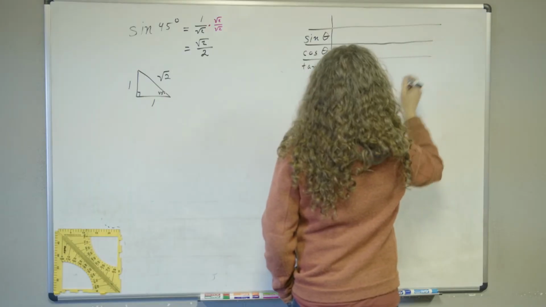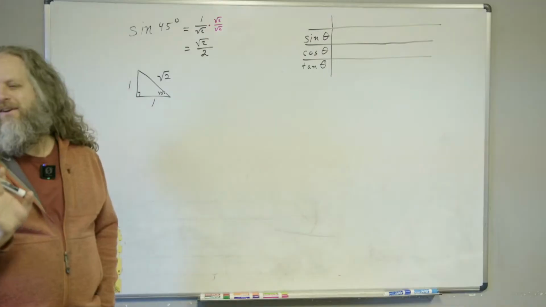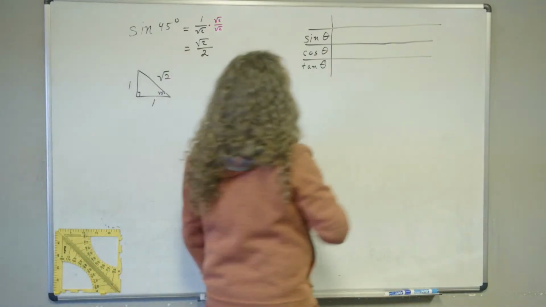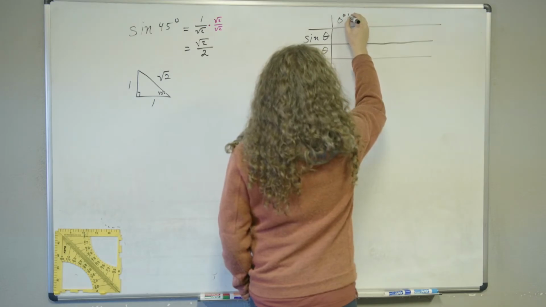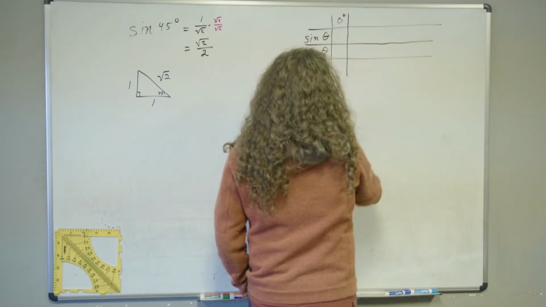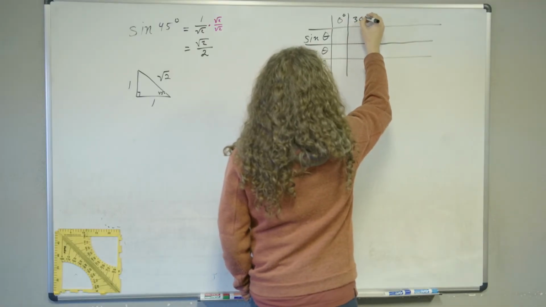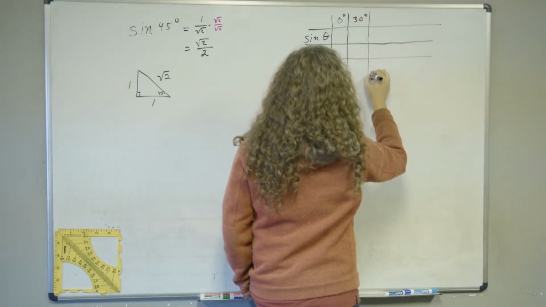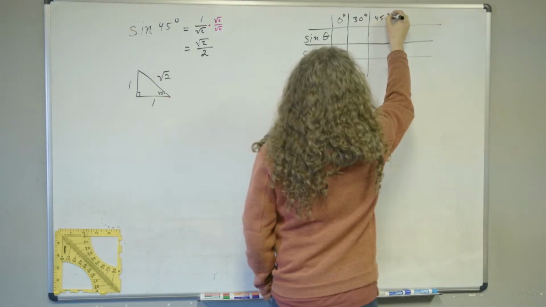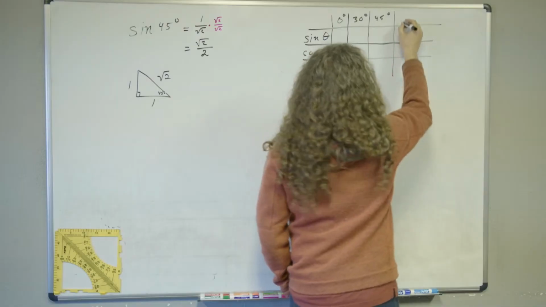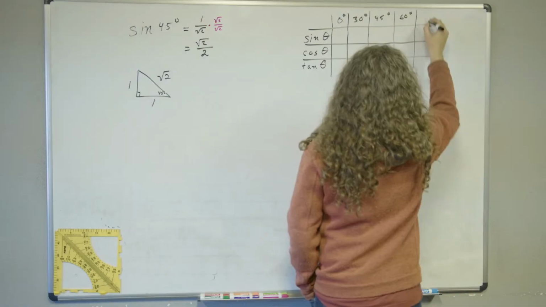But I'm just going to give them to you, because you understand the numbers 0 and 1. All right, so we're going to list up at the top 0 degrees, and then we're going to do all the special angles in numerical order. So 30 degrees, 45 degrees, 60 degrees, and then we're going to round out our list with 90 degrees.